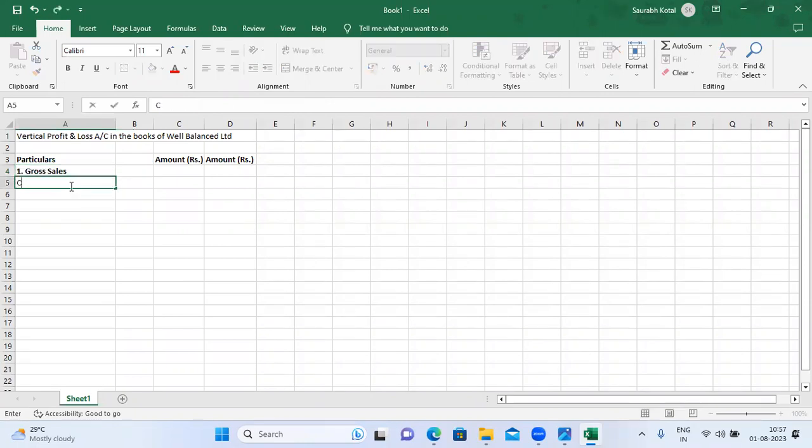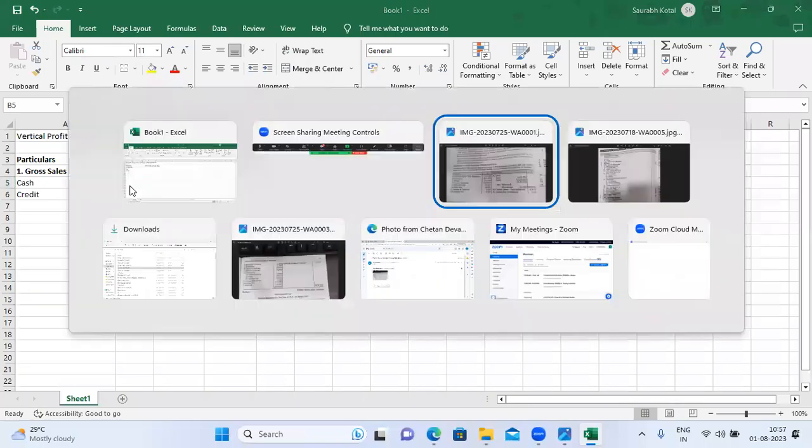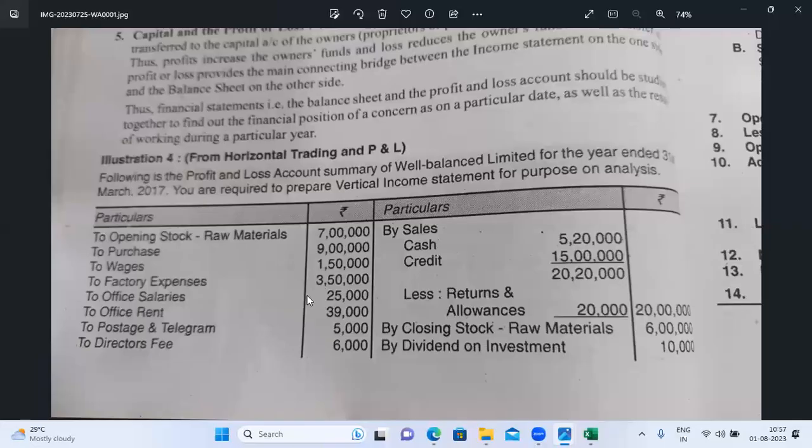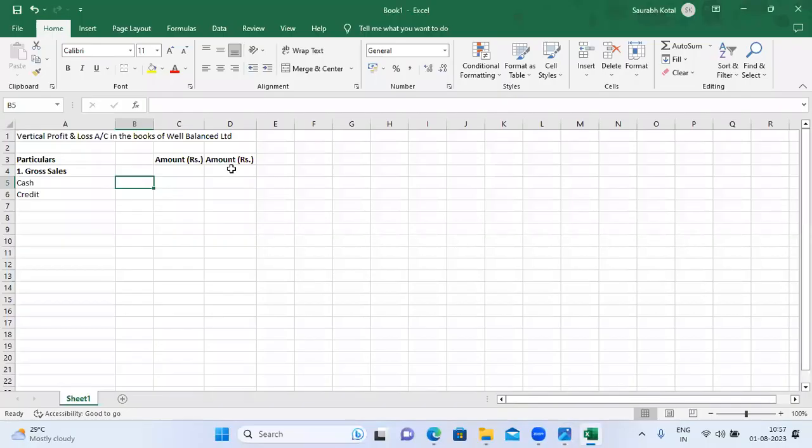Gross sales means all sales which are done on cash as well as on credit basis. Do we have anything on cash basis? Yes. What is the amount? It is 5,20,000. Am I correct? And what is the amount of credit sales? Look at the question and tell me. 15 lakhs. Okay, it is 15 lakhs.